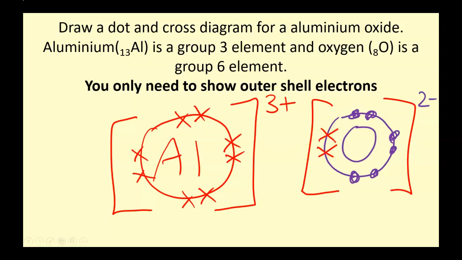Now the charges don't balance, and we can just use swap and drop. So that number there is a 3, so we can write it down here. You'll see that number there will match that number there, and if it's a 1 we obviously don't write it in. The 2 up here, when using swap and drop, that 2 will end up down here. So there's our dot and cross diagram for aluminium oxide.